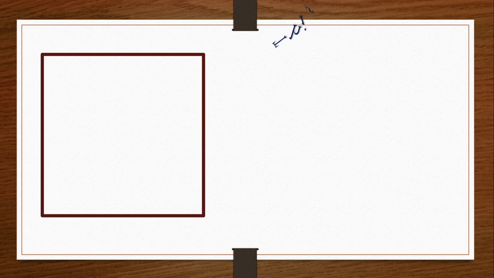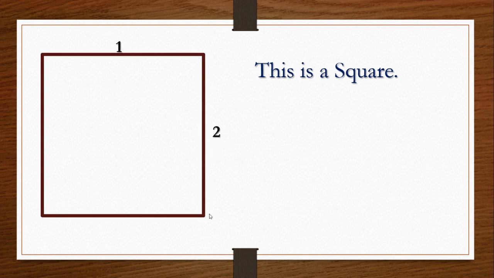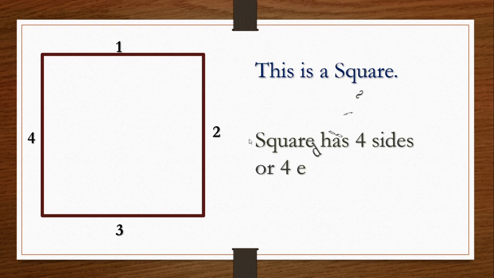This figure is called a square. What do we call it? Square. Come on. Tell me how many sides are there for the square. We'll count. 1, 2, 3 and this is 4. Isn't it? Means square has 4 sides or 4 edges. Like that of a rectangle. Correct? Okay.